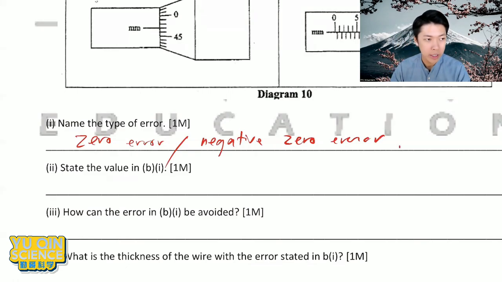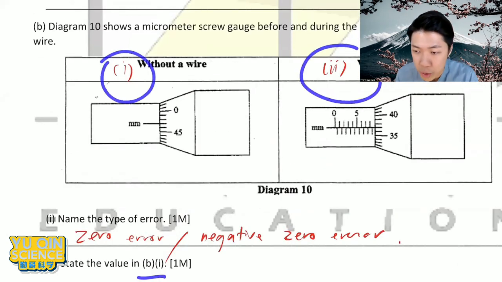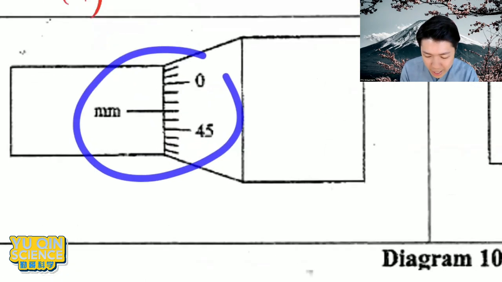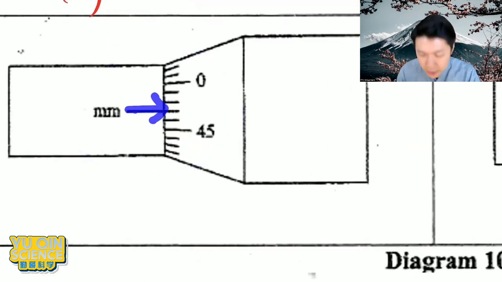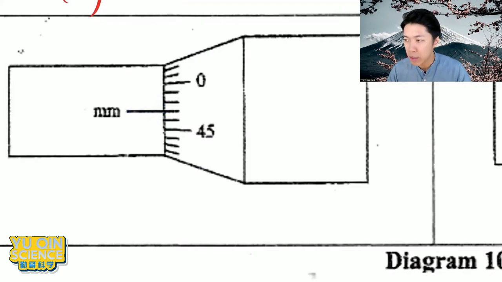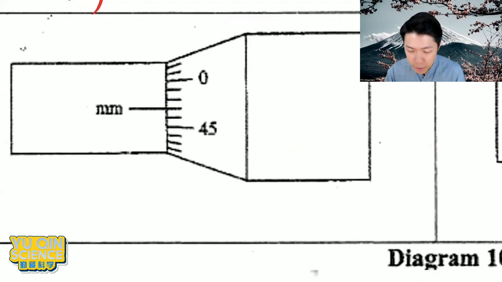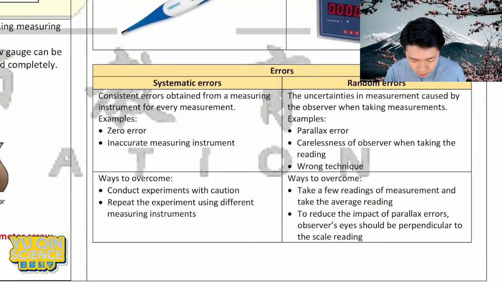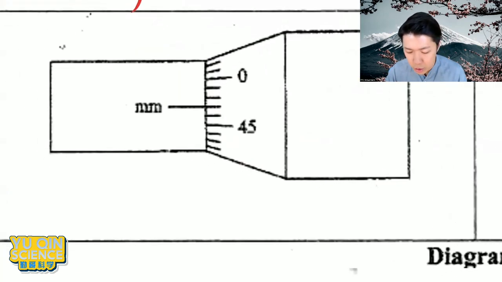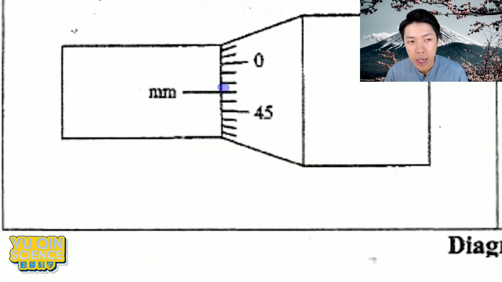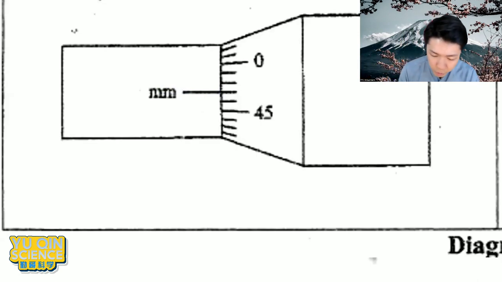Up to you, okay? All right, state the value in B1, meaning this one, by the way, correction, we have one and two here. So what's the value now? Right now, what is this pointing at? This is negative, right? But negative how many? Can I write systematic error? Pavitra, I would suggest you be specific because this is obviously zero error, because another error is an inaccurate measuring instrument. That is also under systematic, so to be more accurate and straightforward, say this is a zero error.